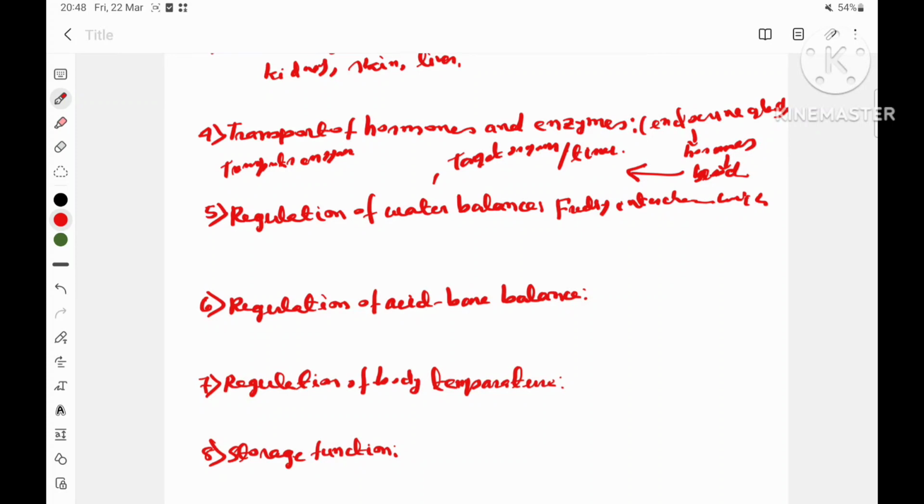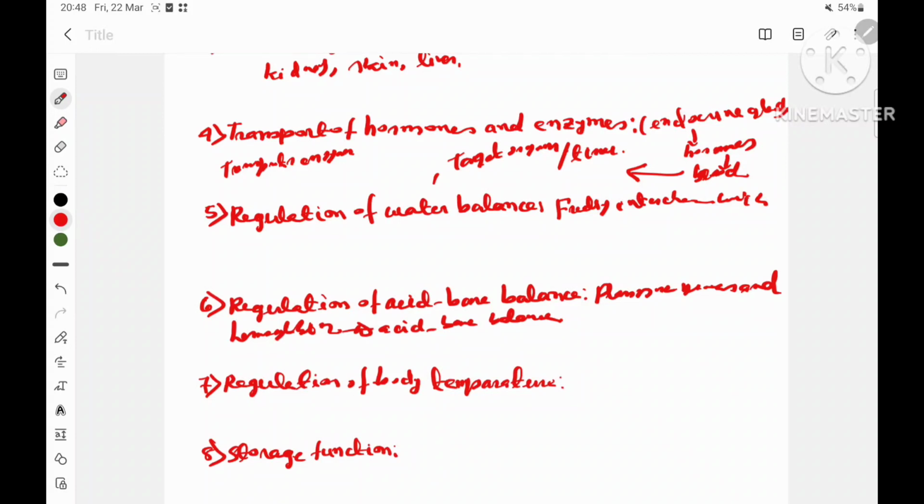Next one is regulation of acid base balance. The plasma proteins and hemoglobin present in blood help in regulation of acid base balance.